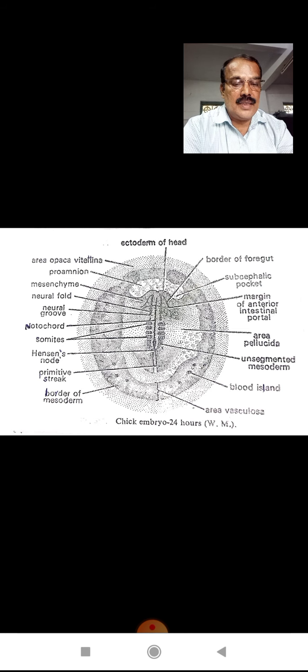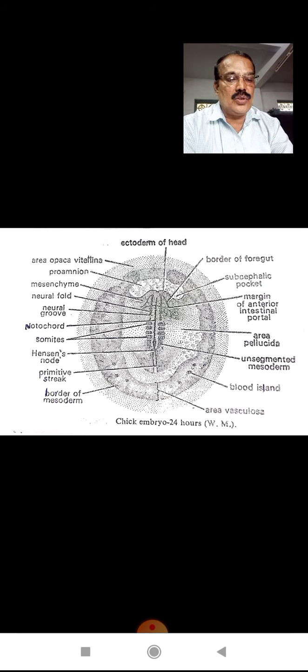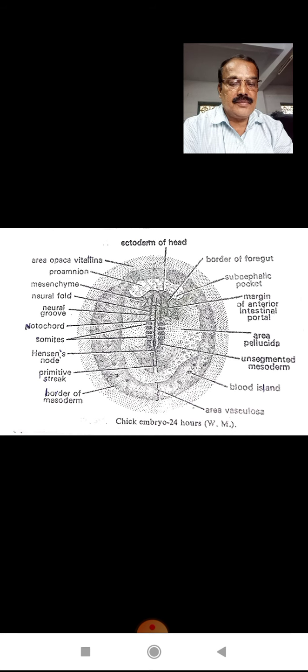The cephalic region undergoes rapid growth and extends anteriorly, overhanging the proamnion. The cephalic region projecting free from the blastoderm may now properly be termed the head of the embryo. The space between the head of the embryo and the blastoderm is called the subcephalic pocket.